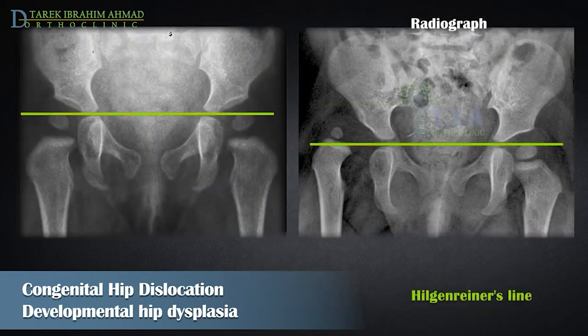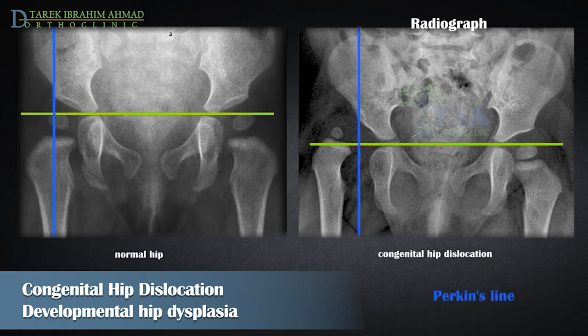Hilgenreiner's line is a horizontal line through the right and left triradiate cartilage. In a normal kid, the femoral head ossification should be inferior to this line. Perkins' line is the line perpendicular to Hilgenreiner's line through a point at the lateral margin of the acetabulum. In a normal kid, femoral head ossification should be medial to this line. Delayed ossification of the femoral head is seen in cases of congenital dislocation.